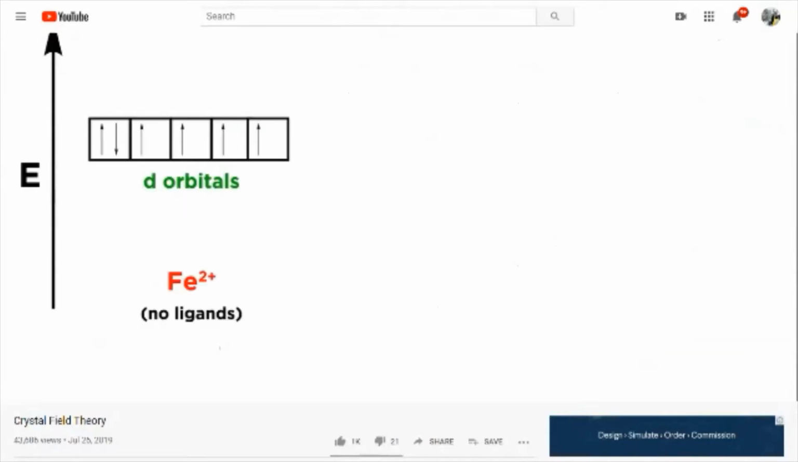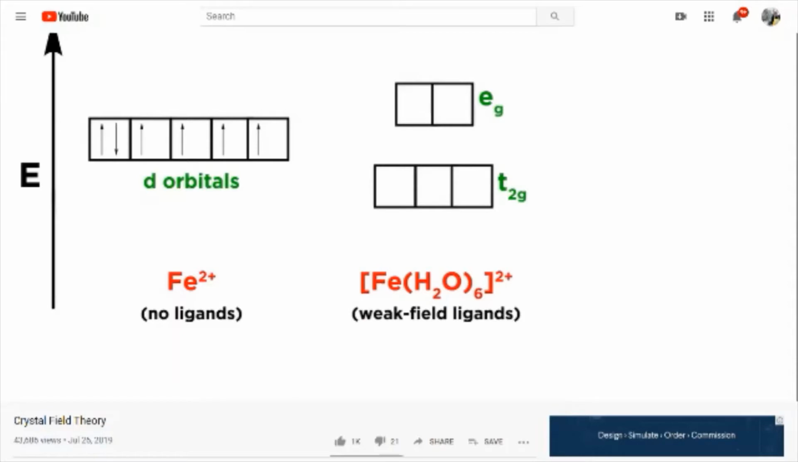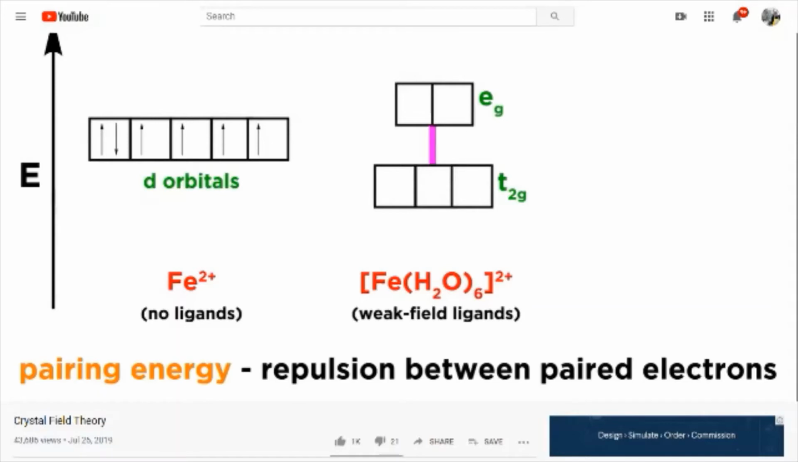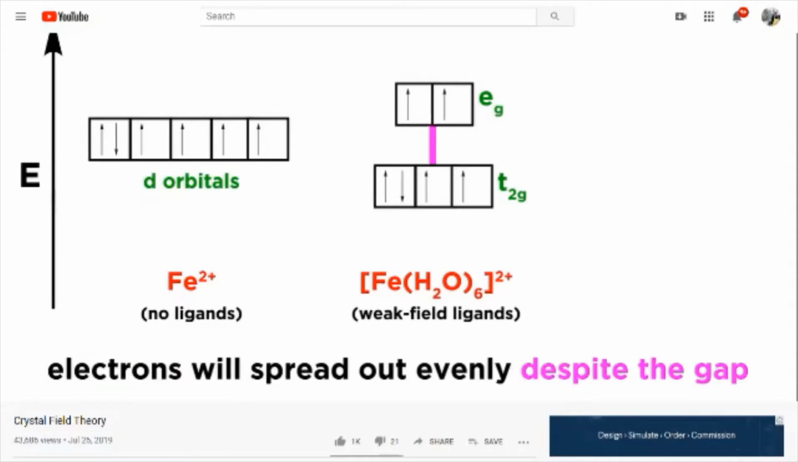For an isolated metal atom, once again, all the orbitals are of equal energy. If the metal is participating in a complex with weak field ligands, the difference in energy is small and not enough to overcome the pairing energy, or the repulsion generated by doubling up electrons in an orbital. In such a case, they will spread out evenly, putting unpaired electrons in the Eg orbitals before the T2g orbitals are completely full. These are called high-spin complexes.